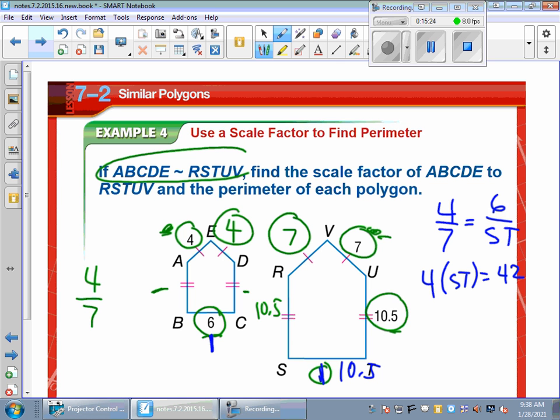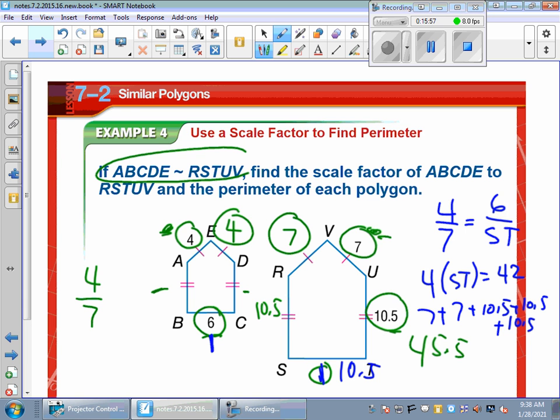So in terms of finding the perimeter, we now can find the perimeter of this object. So add these all: 7 plus 7 plus 10.5 plus 10.5 plus 10.5. So adding all those up, that gives me a perimeter of this object over here of 45.5.